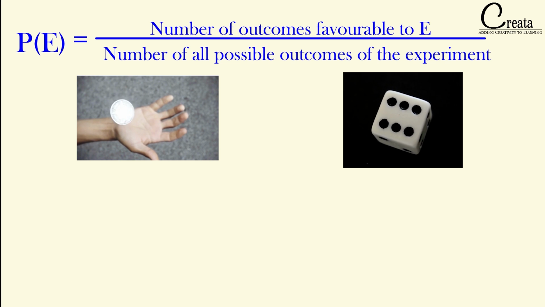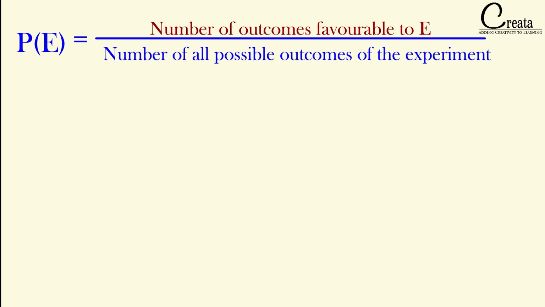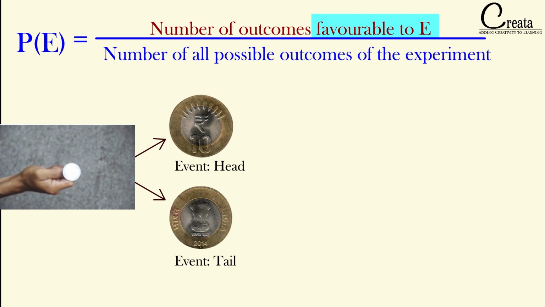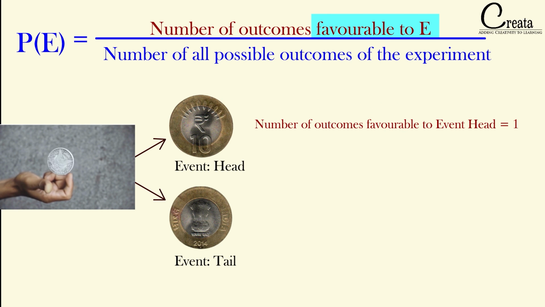Let's move to the numerator on the top. Here it is written as the number of outcomes favorable to E. E is the event. So all the possible outcomes of the event for which we want to calculate the probability. Suppose we are calculating the probability of getting head in the experiment of tossing the coin. So the favorable outcome will be only one.